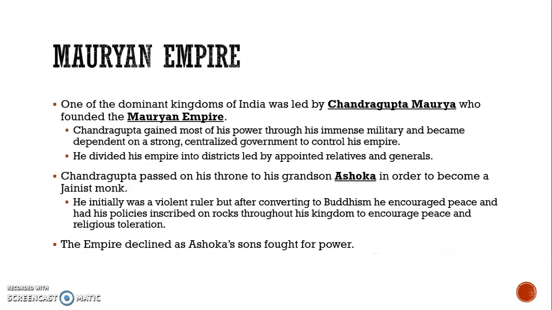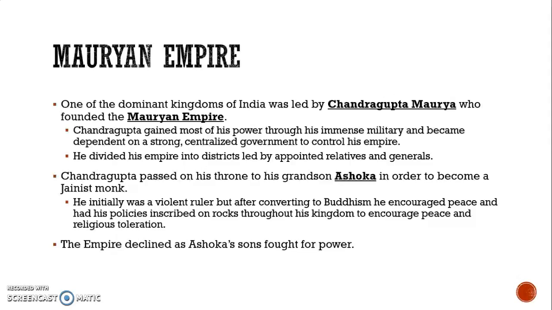One of the dominant kingdoms of India was the Mauryan Empire, founded by Chandragupta Maurya. Chandragupta gained most of his power through his immense military. He was dependent on a strong centralized government in order to control his empire. His empire was divided into smaller districts that he let be led by relatives or his military generals. He passed on his throne to Ashoka in order to become a Jainist monk.